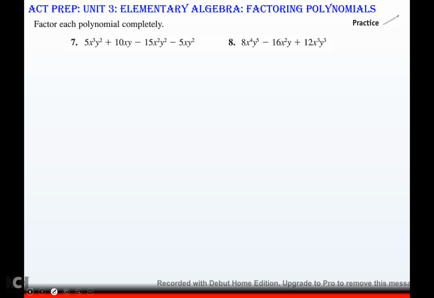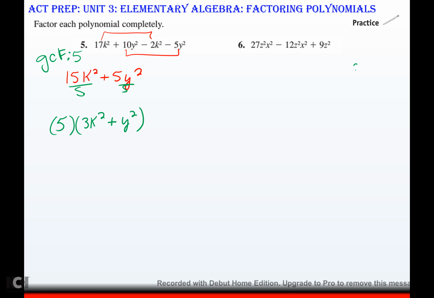Alright, oops, sorry, skipped one. So I got 20, I'm looking for GCF. 27, 12, and 9. I'm going to start with 9. 9 goes into those two, but not 12. 8, no. 7, no. 6, no. 5, no. 4, no. 3, yes. 3 goes into all of them.